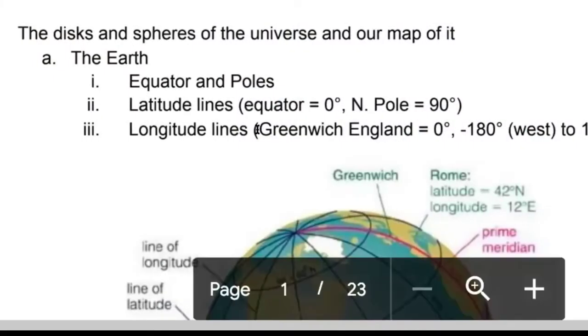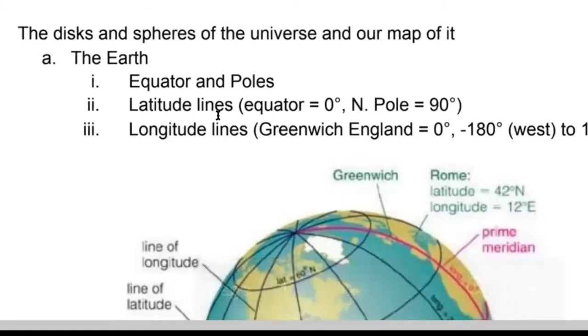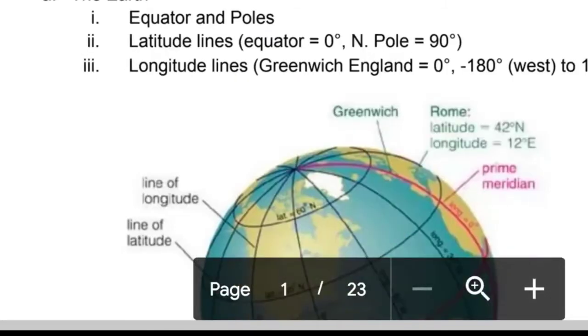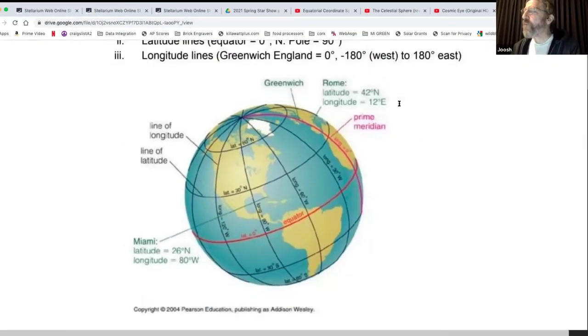A very, very basic overview of how we map the sky. Now, the first thing you want to see is how we map the Earth. The Earth is divided up by these various lines. We have lines of latitude. It's kind of like a ladder is the mnemonic for that.